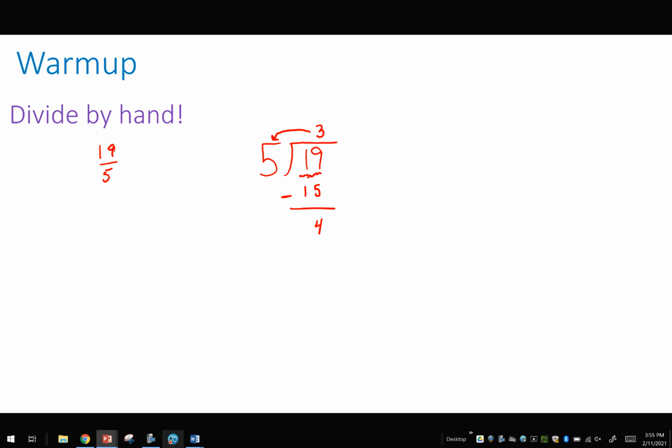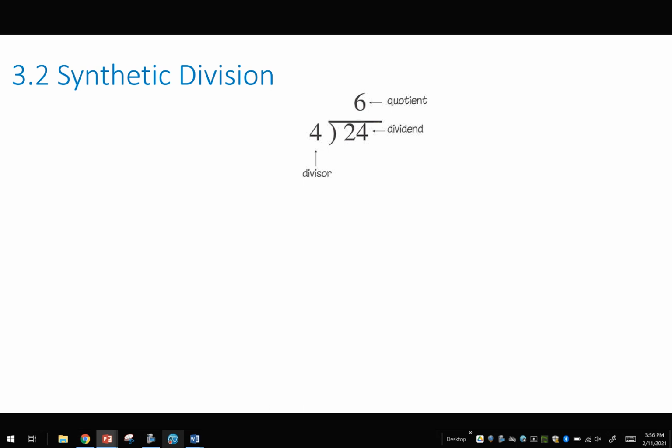But if we think of this, we can still get 19 if we do 5 times 3 plus our remainder of 4. So that remainder is important for this one. Okay, so some terminology. The piece on top is called the quotient. Outside of my division symbol, that's the divisor. And then underneath my division symbol is the dividend.